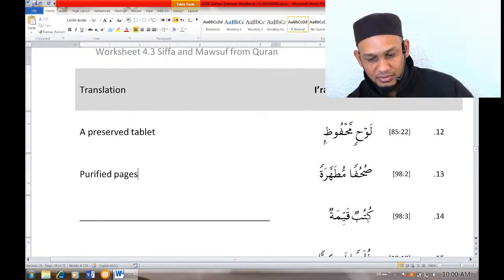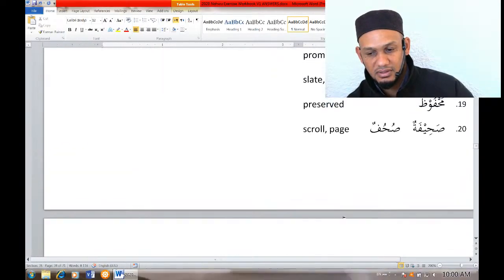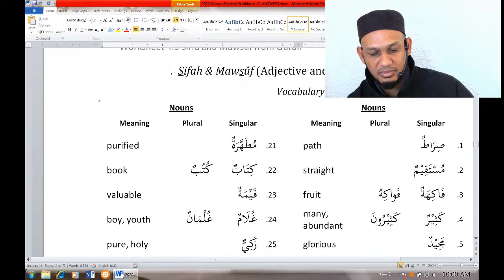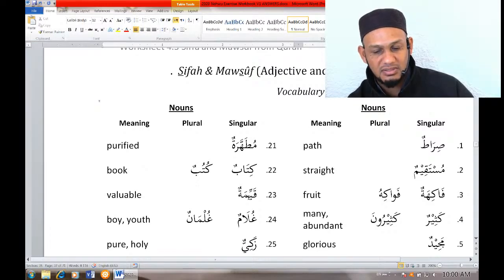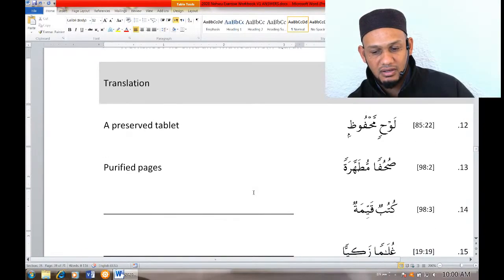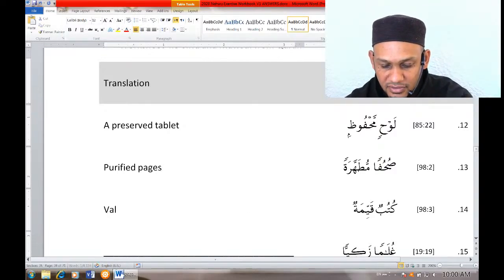Again, kutubun qayyima. Let's go back to our vocab sheet. We have the word kitab here. Kitab means a book. The plural of kitab is kutub, which means books, and qayyima means valuable. So again, because I'm describing a non-human thing, kutub, books, I will use the single feminine. I will say valuable books.